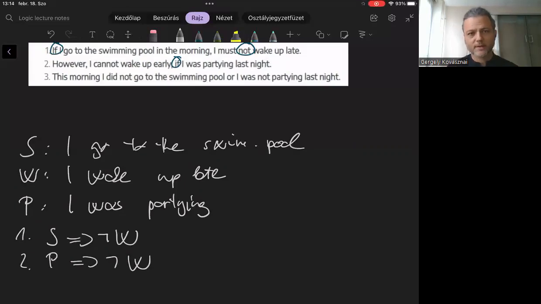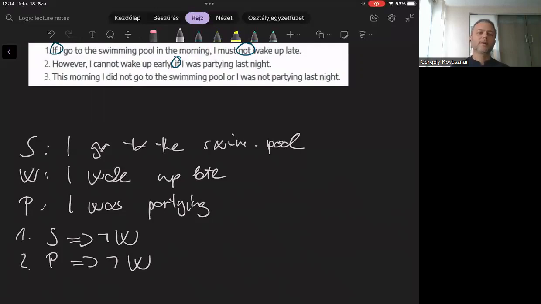Be cautious with English sentences because sometimes they just swap the two operands of operators. So it's your responsibility to put everything in order, every operand in order. You are responsible for recognizing what is the correct order. For example, here in the implication, what implies what? Partying implies that I don't wake up late or early.